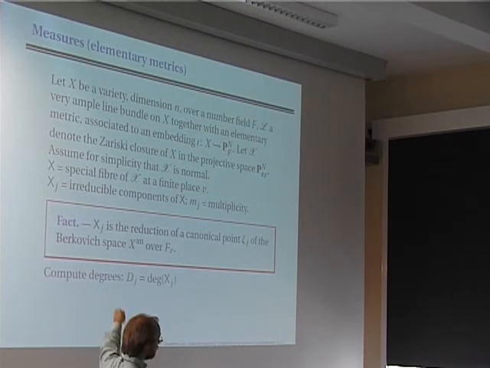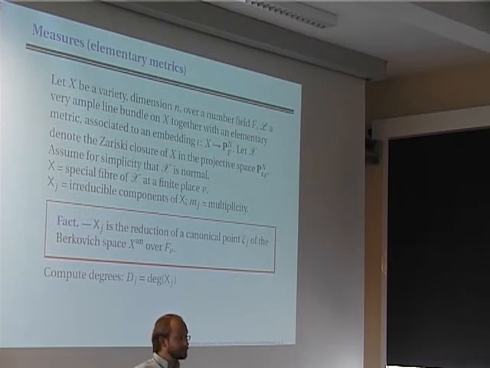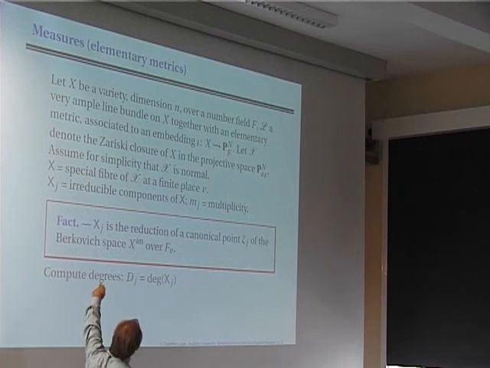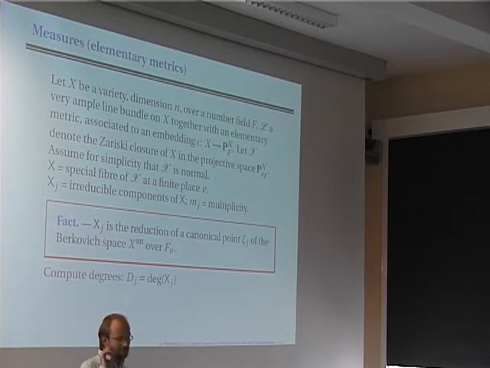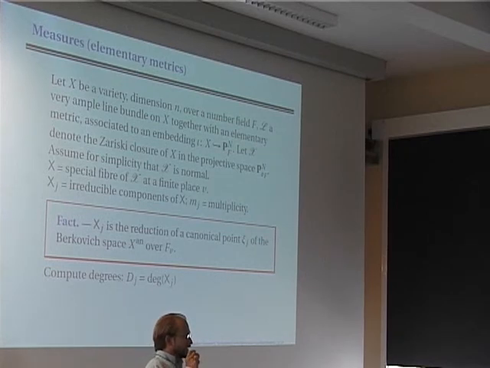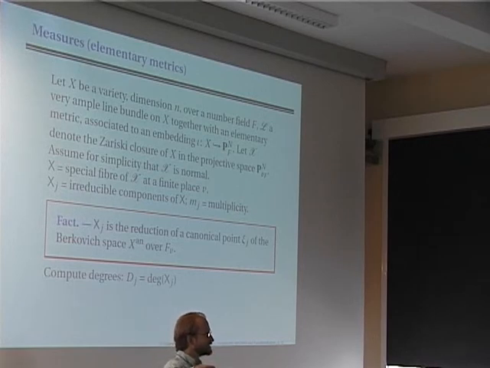And I will look at the special fiber of this model. So the special fiber, in general, might have many irreducible components X_j, and they may have some multiplicities m_j. And one fact, which is implied by the fact that the model, curly X, is assumed to be normal, is that there is on the Berkovich space a canonical point, which I call ψ_j, which in some sense reduces to the generic point of the variety X_j.